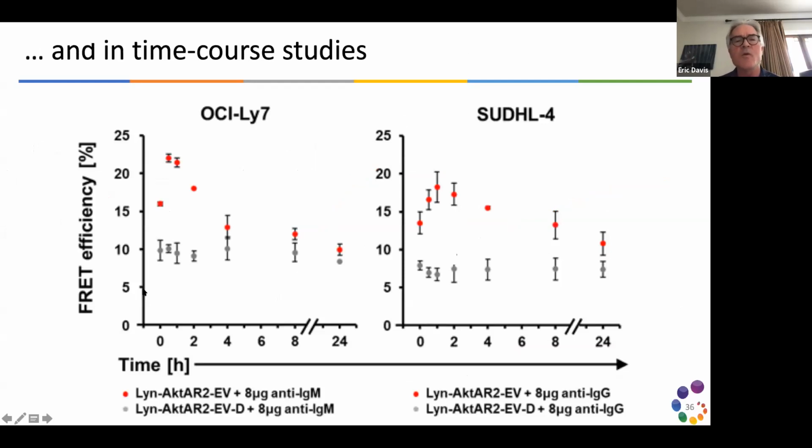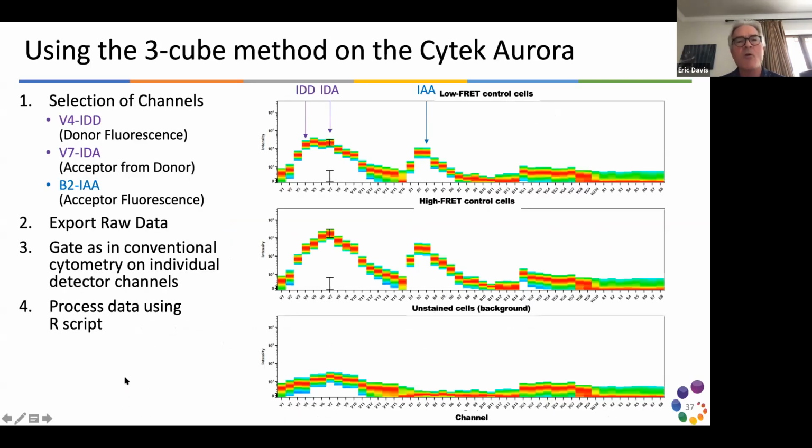We can also do a longer time course using endpoint assays, with cells incubated for different amounts of time. And you can see here with the live reporter in red that we get a peak in AKT activity after BCR cross-linking at about 30 minutes, and it lasts for around 2 hours. So all those data were acquired using a conventional cytometer and post-facto calculation.